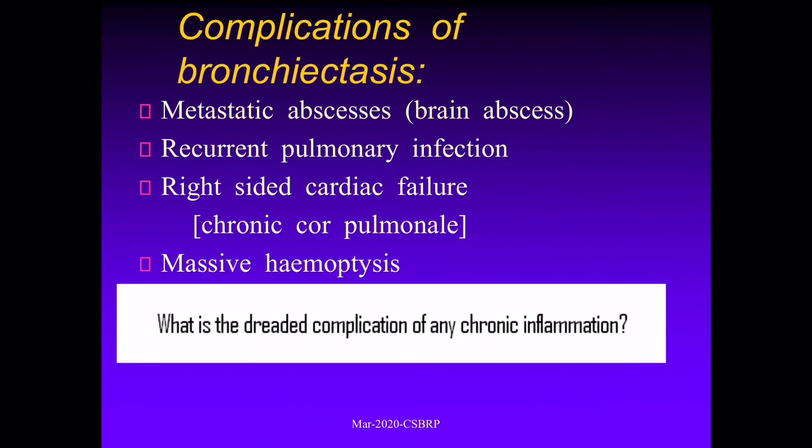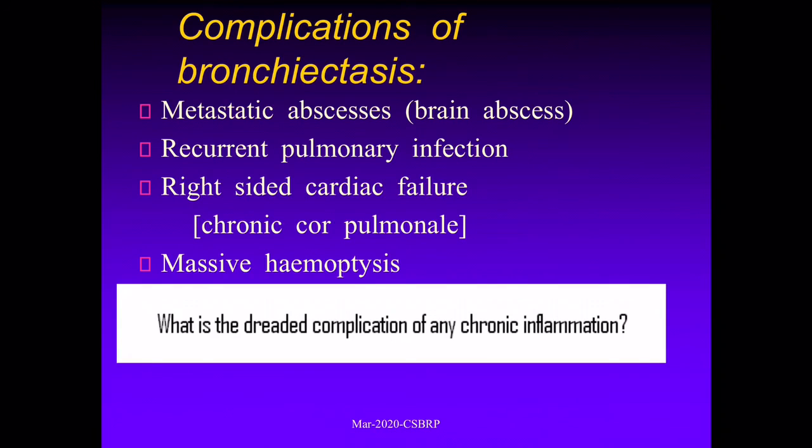The complications of bronchiectasis include metastatic abscesses. Any focus of infection in the body may allow the entry of these organisms into the systemic circulation, which we call bacteremia, and they lodge in a variety of tissues in the body, thereby producing abscesses locally. This type of spread of infection causing multiple abscesses at different sites is called metastatic abscesses, and brain abscess is one of the complications of bronchiectasis.